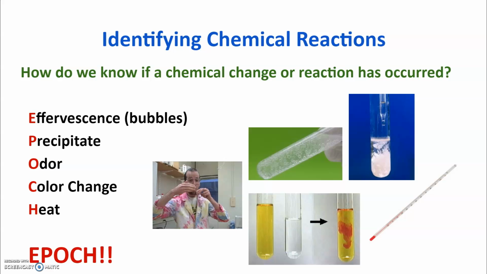The way that we can easily remember what these indicators are is with the acronym EPOC. And it sounds like a made-up word, and it is, but it kind of helps us be able to remember those 5 things that we can look for to detect a chemical change.